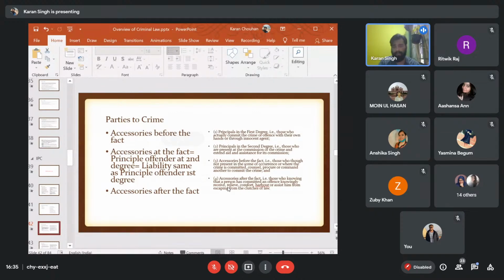The second chapter of IPC is your general explanation chapter. Now there are so many definitions. This general explanation means that the terms are defined in this chapter. Important chapter. Maybe one or two questions might come from here also. You never know.